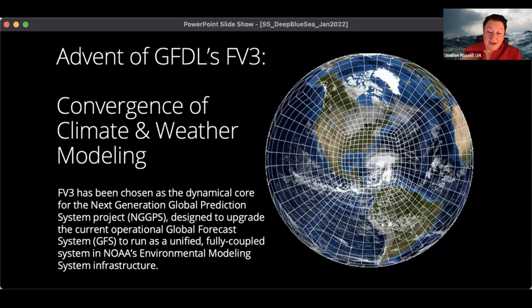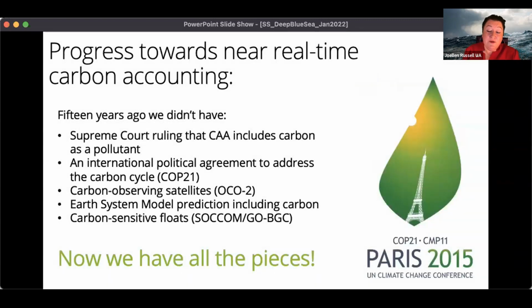It's the part that is adding a lot of predictability, because our hurricane forecasts are 5 to maybe 7 days. We think that there's 56 days of predictability in the ocean. So here's where we might actually improve this. So we've made real progress towards near real-time carbon accounting. 15 years ago, we didn't have a Supreme Court ruling that the Clean Air Act includes carbon as a pollutant. We didn't have an international political agreement to address the carbon cycle. We didn't have carbon observing satellites. We didn't have an Earth system model that included carbon. And we didn't have carbon sensitive floats that could give us the answer in the ocean. Now we have all the pieces.